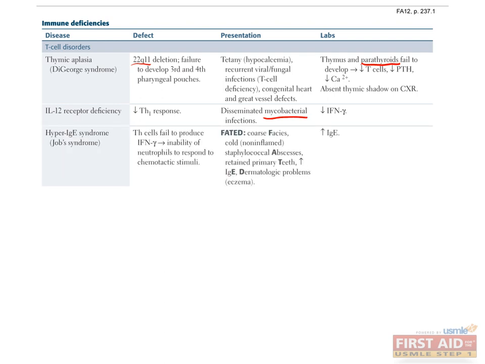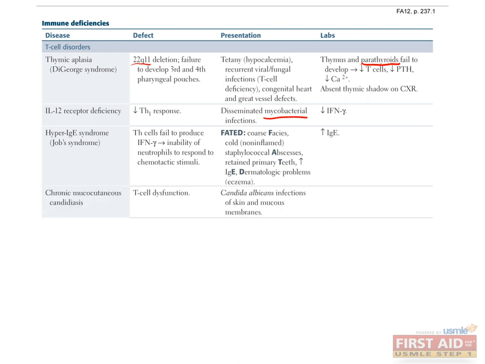Hyper-IgE syndrome, also known as Job's syndrome, arises when Th cells fail to produce interferon gamma, which ordinarily incites neutrophils to respond to chemotactic stimuli. Patients with this syndrome also manifest characteristic horse facies, as well as non-inflamed staphylococcal abscesses, retained baby teeth, and eczema. Not surprisingly, IgE levels are elevated in this condition. T cell dysfunction can also result in chronic Candida albicans infections of the skin and mucous membranes.